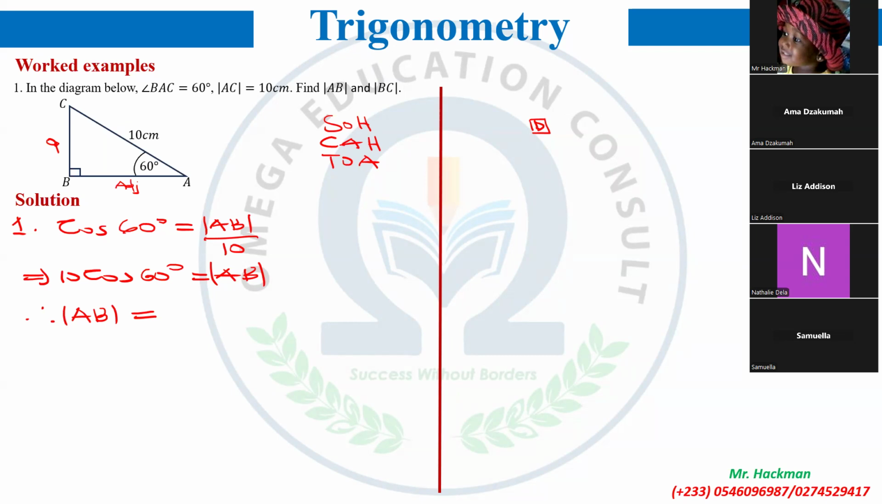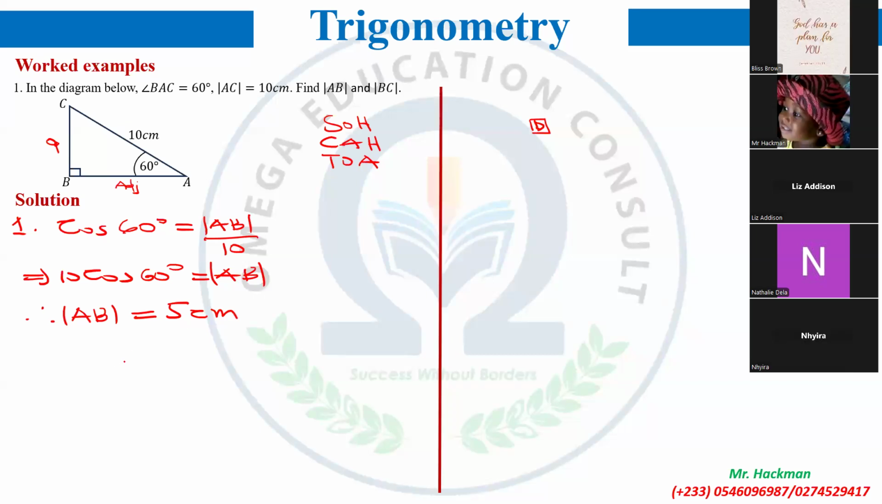5. It will give you 5 because cos 60 is one half. Okay, so 5. But you can see that there is a unit, so don't forget. So it will be 5 centimeters. Is that clear?